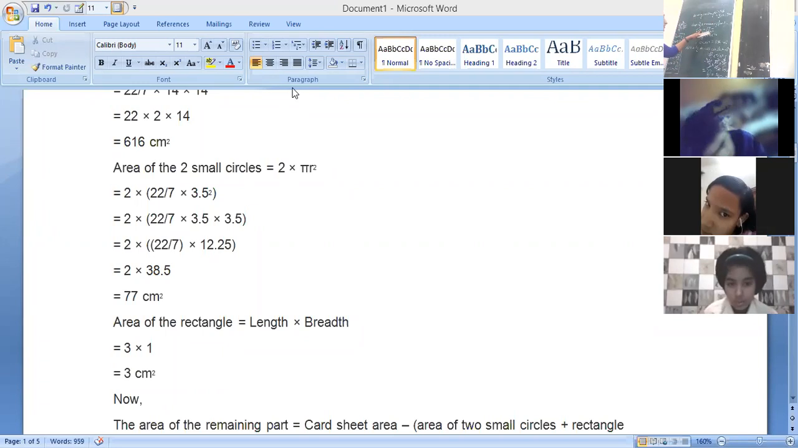So 616 is the whole area. 77 is the area of the small circles and 3 centimeter square is the rectangular area. We have subtracted these portions. So 616 will be subtracted with 77 and then subtracted with 3. So how many?